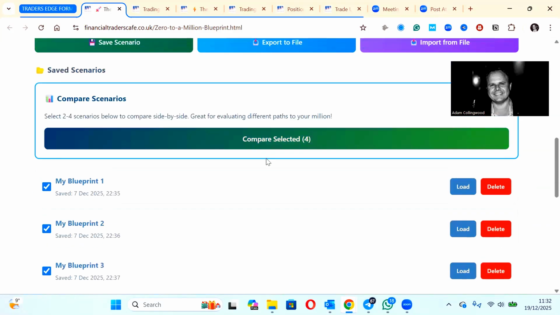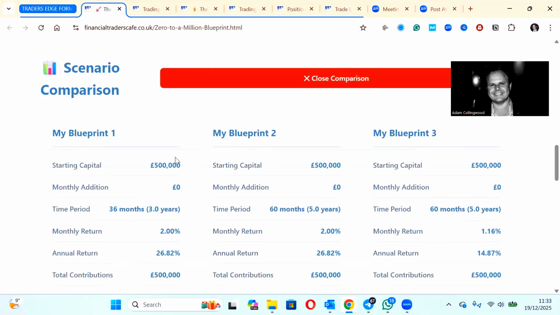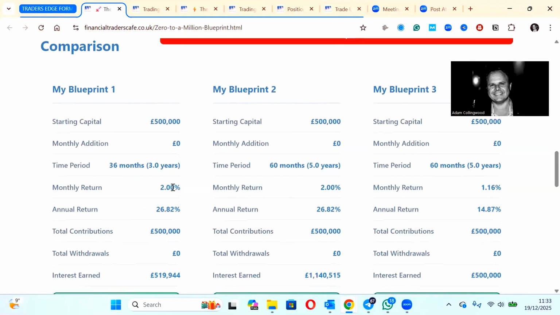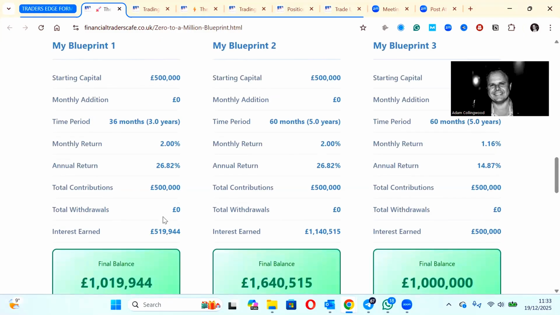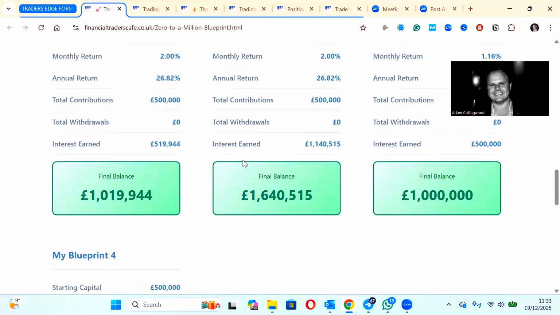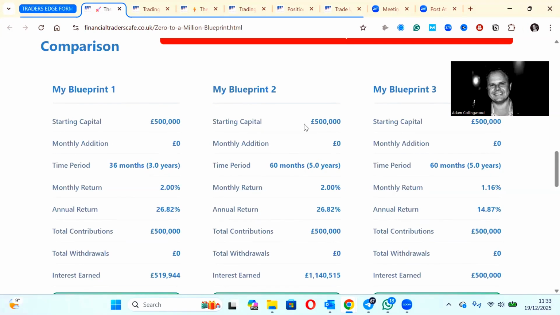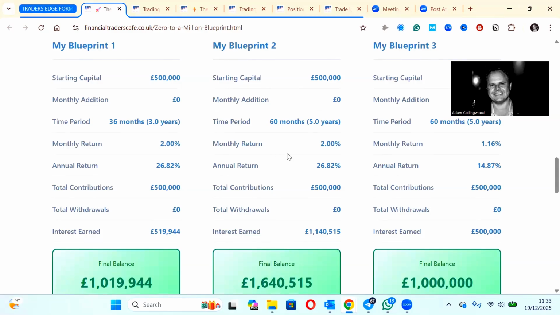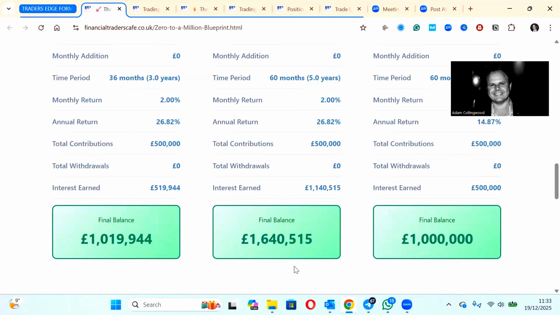You can see, if you compare them side by side, this is showing a 500,000 starting capital over a 3-year period, monthly return 2%, annual return 26.82, total contributions 500,000. That's how much you've made. You've now got 1 million. This one is 500,000 over 5 years with a monthly return of 2%. In this one, your balance would be 1,640,000.